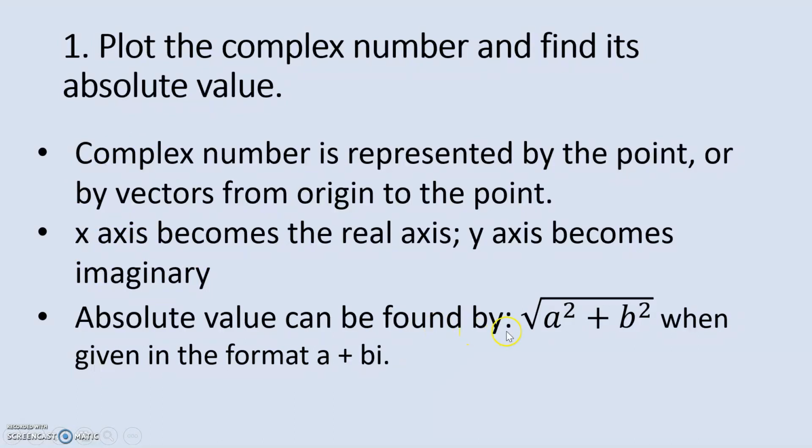Absolute value can be found by the equation square root of a squared plus b squared when given in the format a plus bi. So whenever you have this absolute value equation, you can use it to find the absolute value, or you can use that to find the total distance of the vector by this formula.